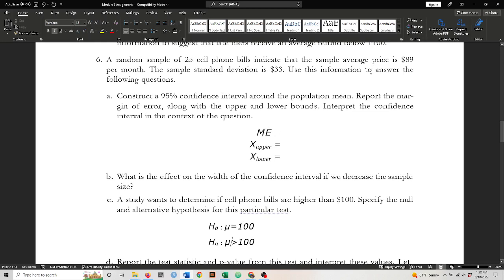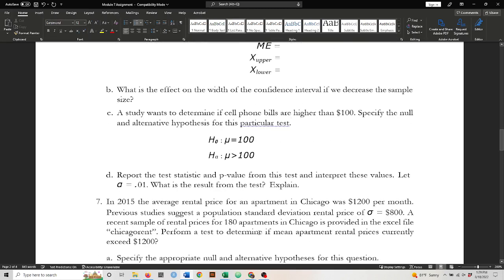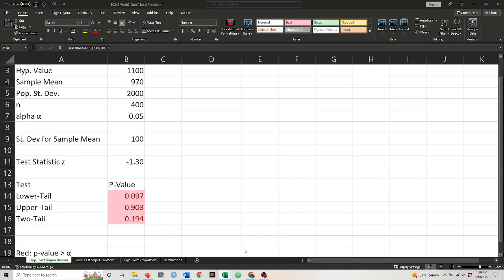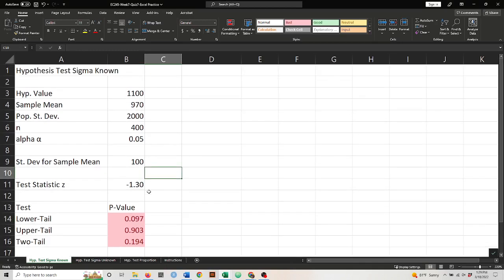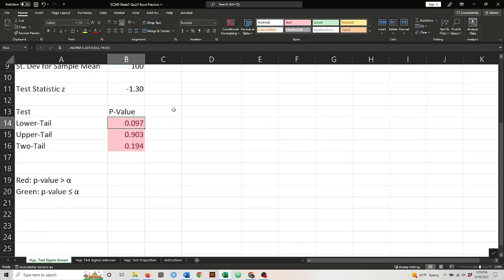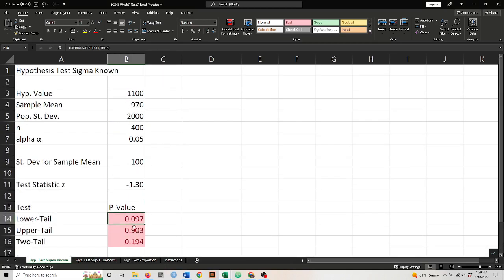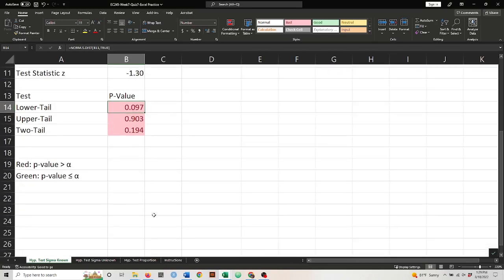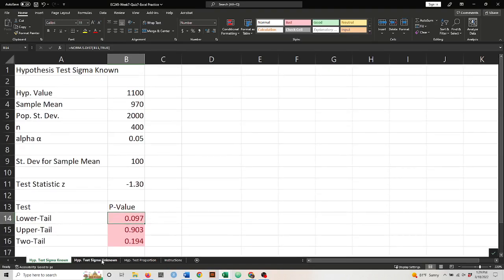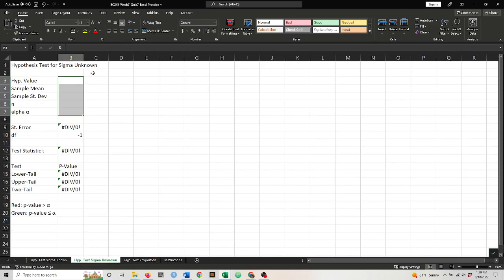Okay, we're taking a look. N is 25, sample mean X bar is 89, sample standard deviation is 33. Let's plug our stuff into our template. I forgot to say too, notice how it's red, so for our last problem, that was a do not reject. I'm going to use my hypothesis test sigma unknown template in this case, because we've got the sample standard deviation that we're using.